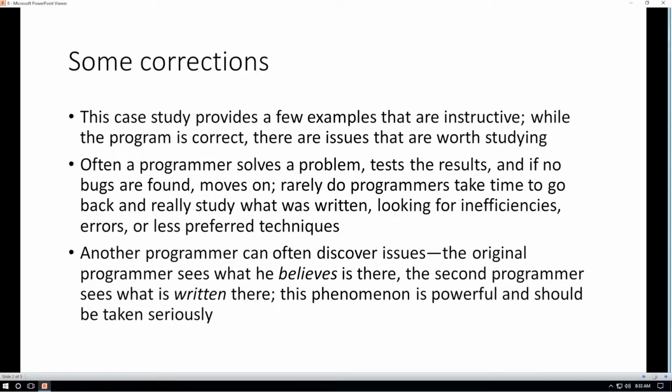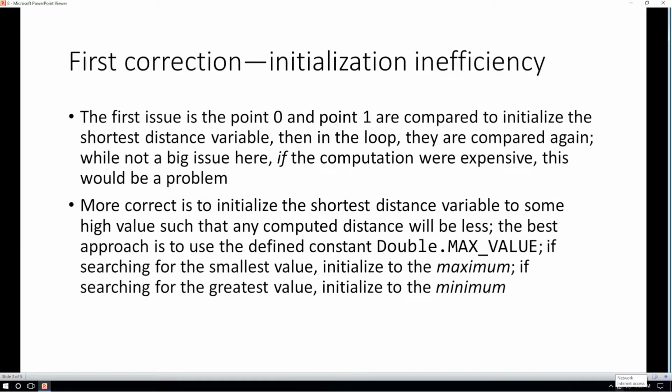I have looked over the code and believe I have at least 3 categories of problems discovered, and it's not an insult to the author, it's simply that reviewers didn't help him out too much here. First correction is initialization inefficiency. We have here the point 0 and point 1 being compared to initialize the shortest distance, then in a loop they're compared again. This duplication of effort, although the cost is small, the problem is suggestive of one of misunderstanding.